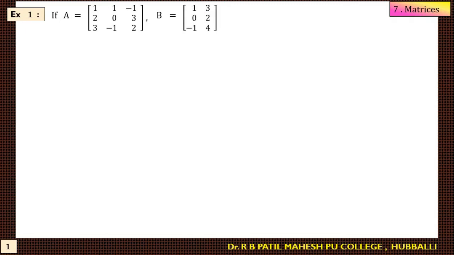Now see the first question. If A is equal to the matrix [1, 1, -1; 2, 0, 3; 3, -1, 2], B is a matrix [1, 3, 0; 2, -1, 4], and C is a matrix [1, 2, 3, -4; 2, 0, -2, 1]. Then prove that A(BC) is equal to (AB)C. That means for the given three matrices, you have to verify the associative law.